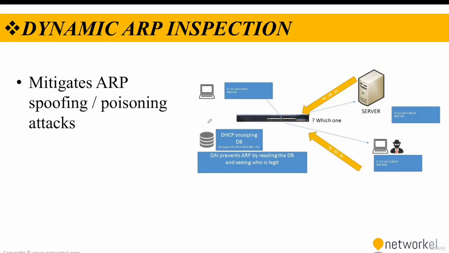On the screen you are seeing a sample topology showing how dynamic ARP inspection works. We have our DHCP snooping database. Basically it says the IP address of this server is bound to the MAC address of this server. If an attacker comes into the picture and tries to pretend to be the server by assigning the same IP address to their PC and generating some ARP traffic, this traffic will be denied because the MAC address of the attacker will be different from the server's MAC address.